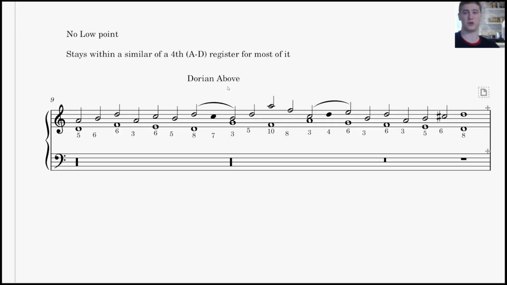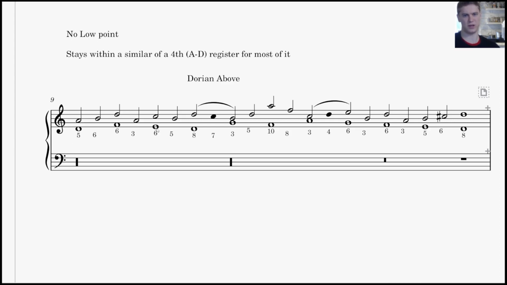This next example is Dorian above. This one totally follows all the rules. It also has a good amount of stepwise motion. And as you can see, there is a high point, the note A, and it is a consonant leap away from the tonic D. There are two definite things that could be strengthened here and they go hand in hand.